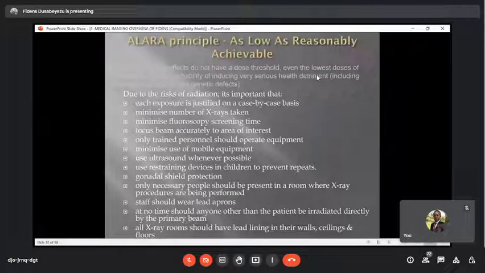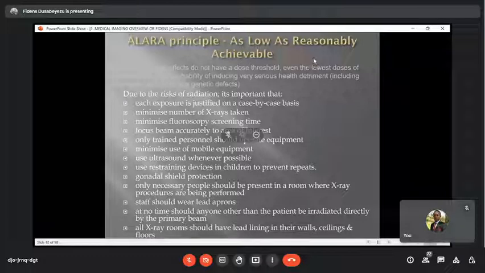Number four, you have to focus the beam accurately on the area of interest. That's what you call collimation in radiology. Before you do a chest X-ray, make sure you don't go beyond the area of interest. With collimation, there is a light on the X-ray machine that shows you where to stop. Don't go beyond this area.